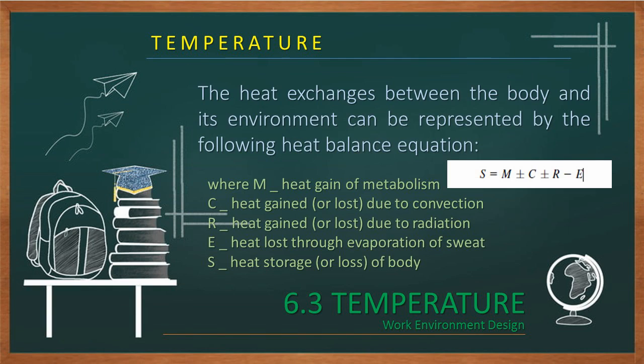The heat exchanges between the body and its environment can be represented by the heat balance equation on the screen, where M is the heat gain of metabolism, C is the heat gained or lost due to convection, R represents the heat gained or lost due to radiation, E represents the heat lost through evaporation of sweat, and S represents the heat storage or loss of the body.